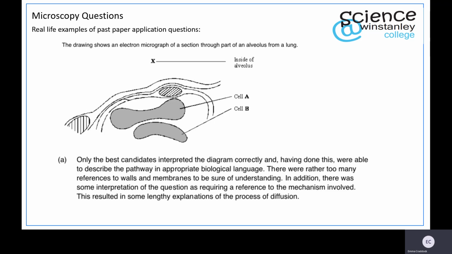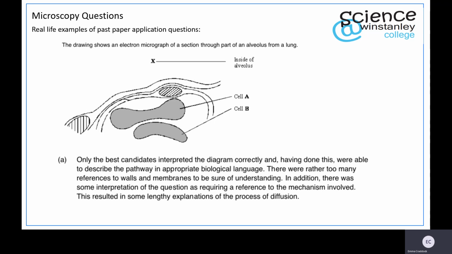Now, if you look at the examiner's report, you can see where students commonly fall down, and it's really helpful to do this when you're revising so that you do not end up in the same position. So only the best candidates interpreted the diagram correctly. So if you found this hard, don't worry, a lot of other students did. You must use appropriate biological language, that's epithelium, endothelium, okay? They weren't happy with references to walls and membrane because they weren't sure of your understanding.